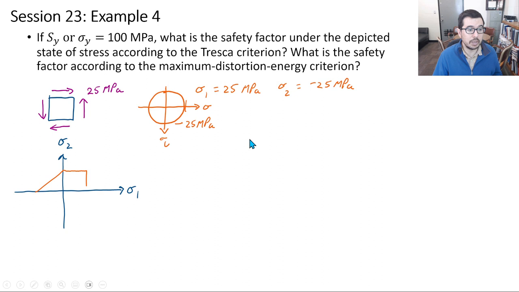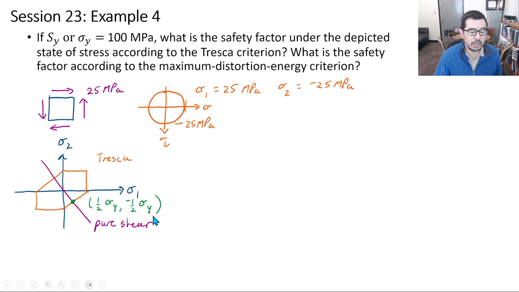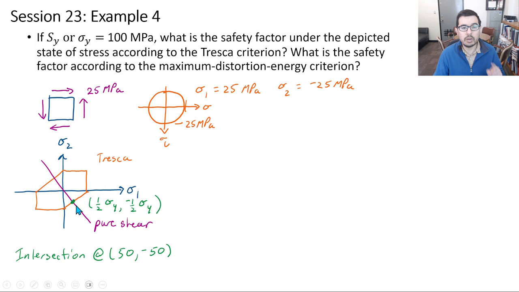So using Tresca criterion, we draw pure shear, as we see here, and we say, okay, this is at 1/2 sigma y, comma minus 1/2 sigma y, like that. And we look at where these intersect. It's going to intersect at that. That's a point of intersection, right? So just plug in the numbers now for this point of intersection. That gives us 50, comma minus 50. This is a material property calculation. That intersection point is material based. We've done nothing with our loading at this point.